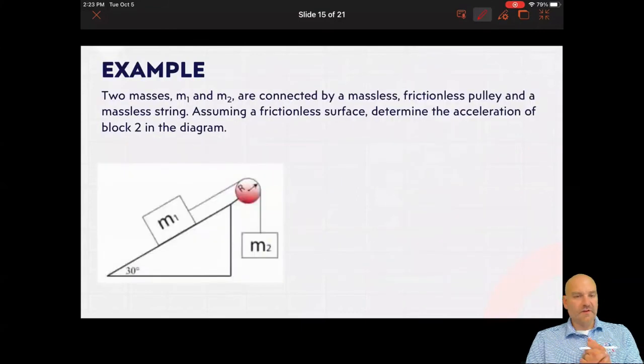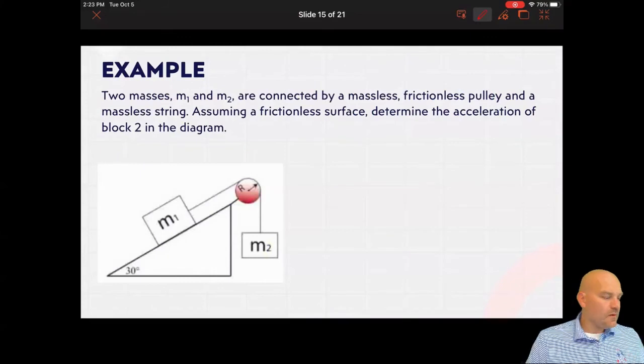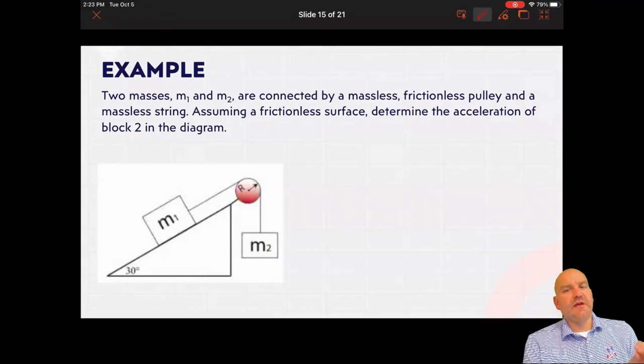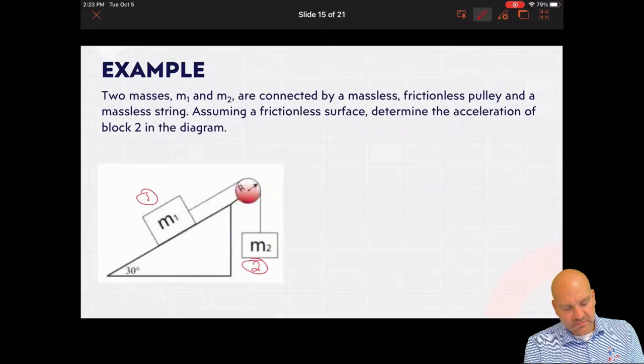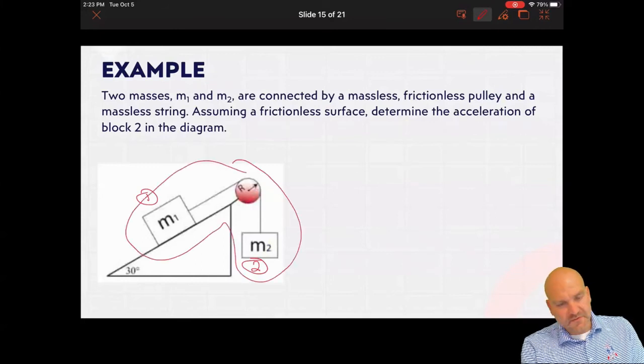Okay, so let's look at an example. This one says we have two masses connected by a massless frictionless pulley and a massless string, assuming a frictionless surface, determine the acceleration of block 2 in the diagram. So this is block 2, this is block 1. Let's treat this as a single system.